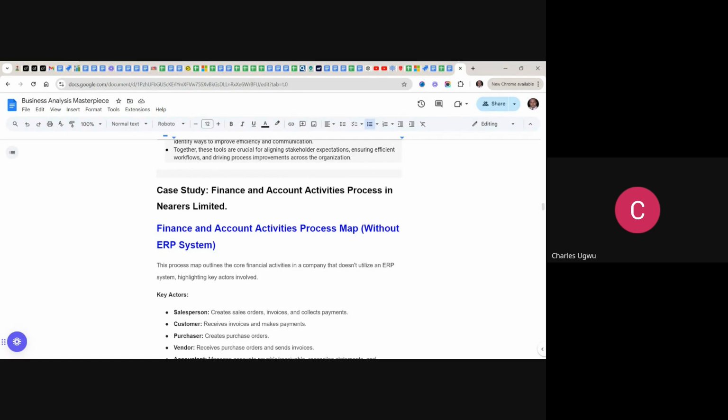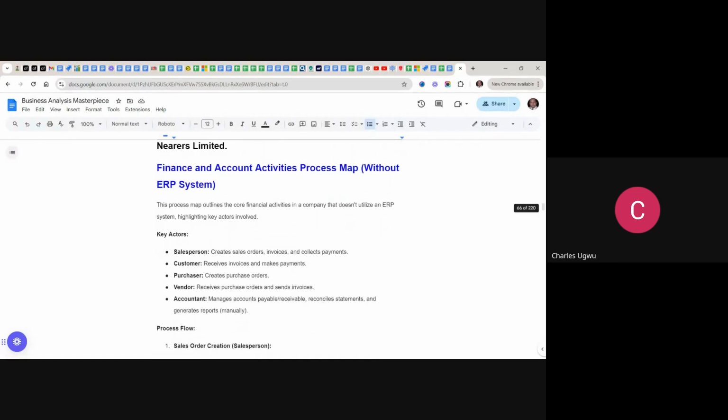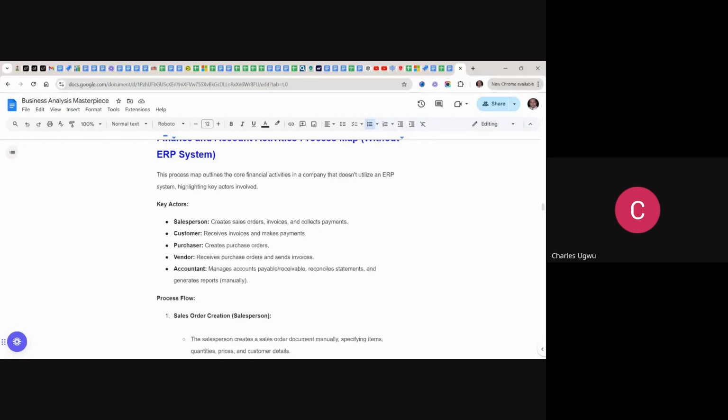So this process outlines the core financial activities in a company that doesn't utilize an ERP system, highlighting key actors involved. Like I said, actors. So these are the key actors involved here within this process. We'll have the salesperson. The salesperson creates sales order, invoice, and collect payments. And then the customer retrieve invoice and makes payment.